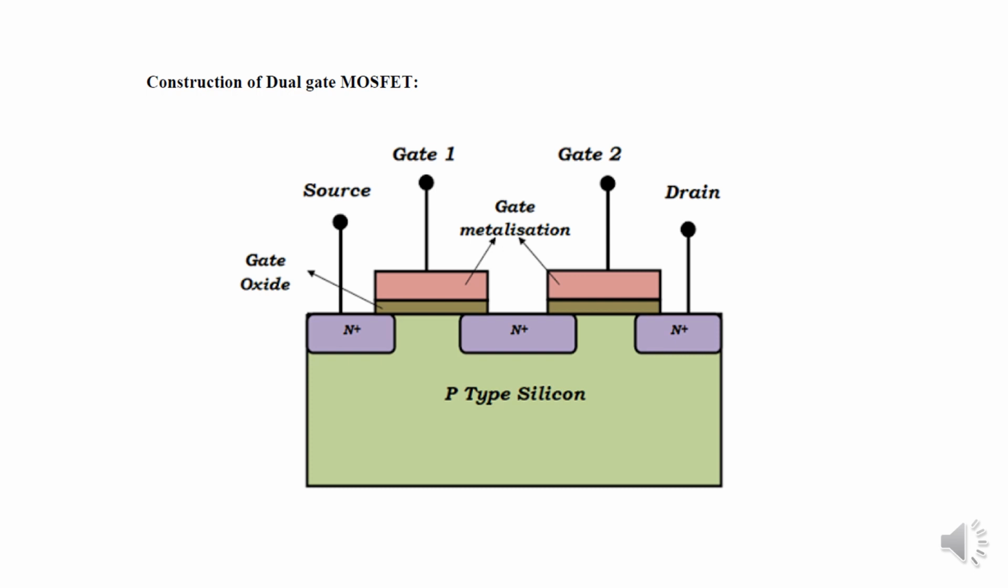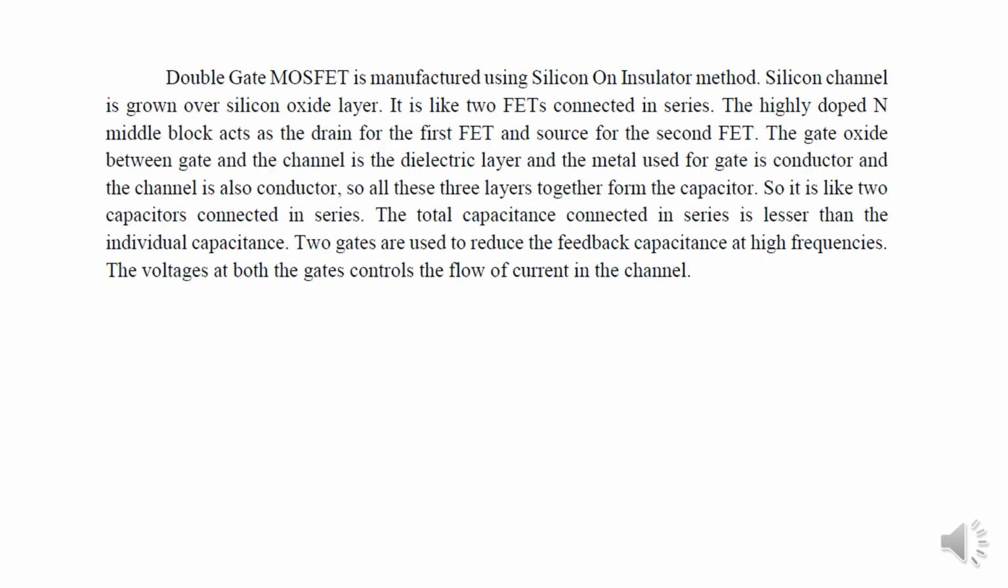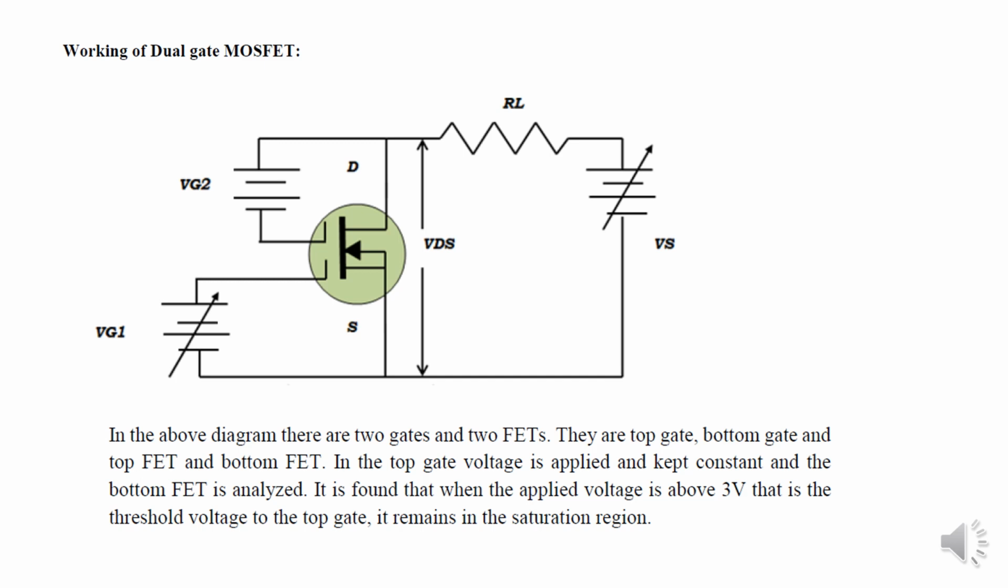Two gates are used to reduce the feedback capacitance at high frequency, and the voltages at both the gates control the flow of current in the channel. Now we can see the working of dual gate MOSFET. In the above diagram there are two gates and two FETs, the top gate, bottom gate, top FET and bottom FET. In the top gate, voltage is applied and kept constant, and the bottom FET is analyzed. It is found that when the applied voltage is above 3 volt, that is the threshold voltage, it remains in the saturation region.